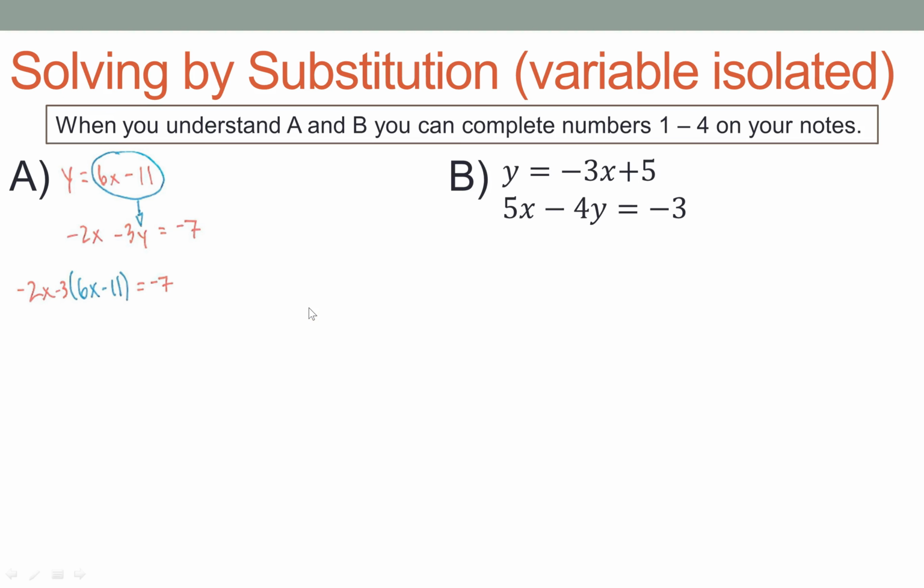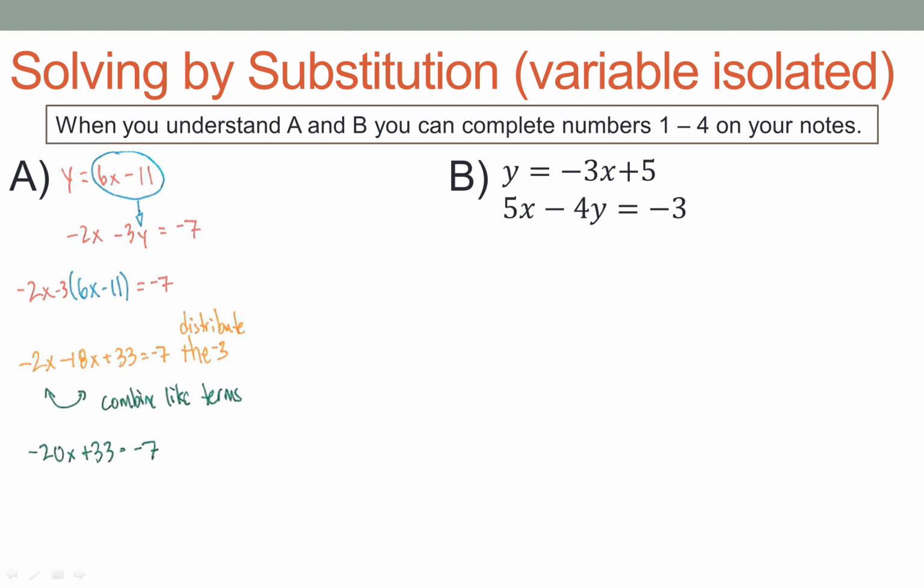So now I can use what I know about solving equations. I have a number outside of parentheses, so I'm going to multiply. Negative 3 times 6 and negative 3 times negative 11 gives me negative 2x minus 18x plus 33 equals negative 7. So I've distributed the negative 3. Now I have two x's on the same side, so I just combine those together. They're both negative, so same signs, add them up. I get negative 20x plus 33 is equal to negative 7.